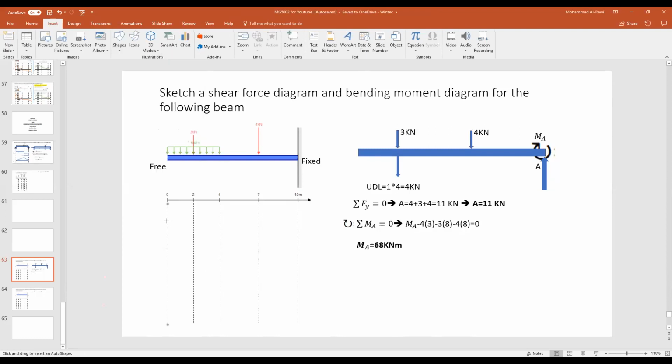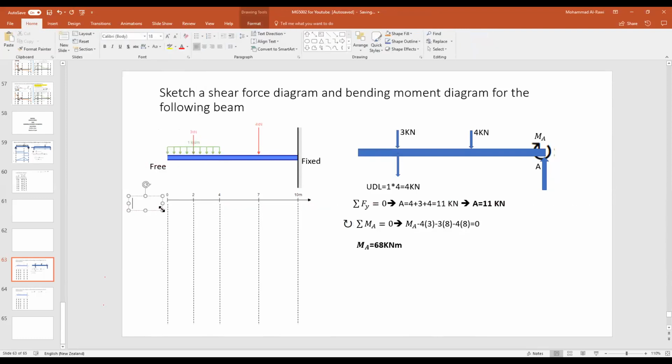I will have a line here. Actually, instead of that, I can use this scale, and I will call it shear force. Now you say, hey, why are you doing it like this? Okay, I will answer you now.